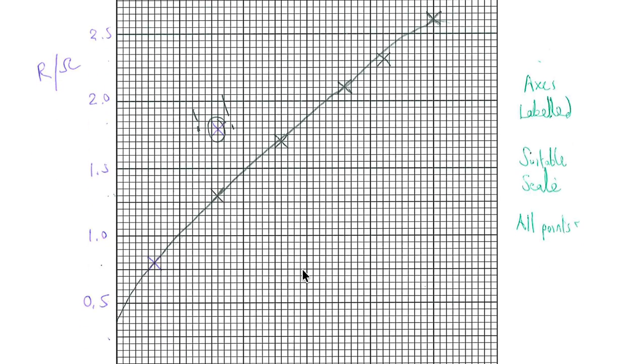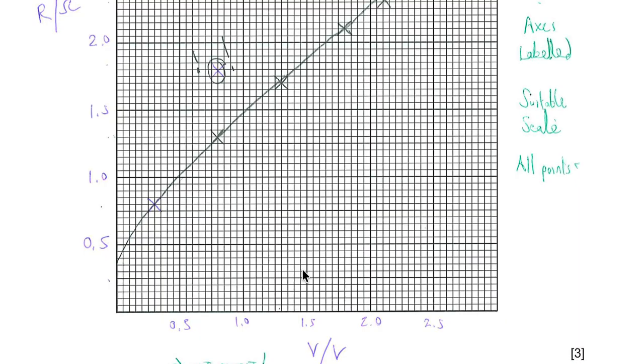The graph questions, just to scroll down, are for 3 marks. And the 3 marks are as follows. 1, that your axes are labelled. So we're plotting R in ohms. You must have a unit. If you don't have the units, then you are not going to get the mark. And V in volts. That's nice.